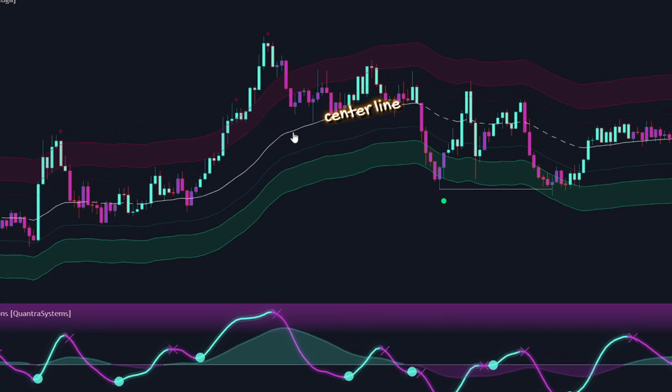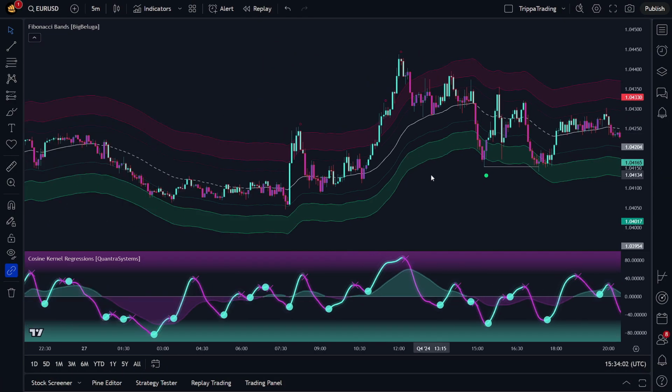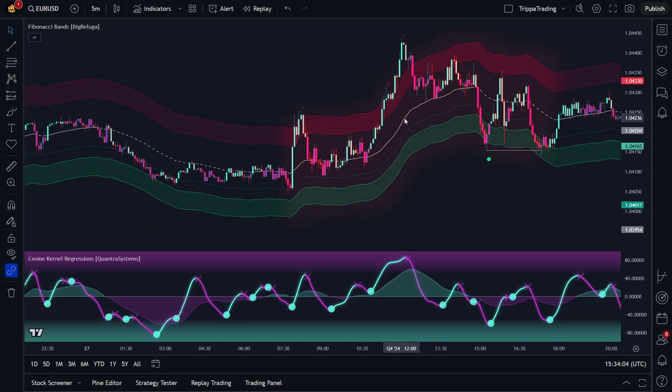The central line represents the average price over a specific period, which acts as the baseline for the bands. We are going to be using this baseline in our strategy. The upper and lower bands are then calculated using Fibonacci ratios applied to the price's volatility. The result is a set of bands that expand or contract based on market movement. When the market is trending strongly, the bands widen. During quieter times, the bands come closer together.